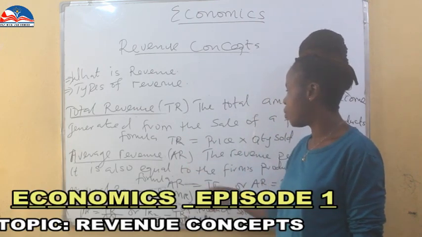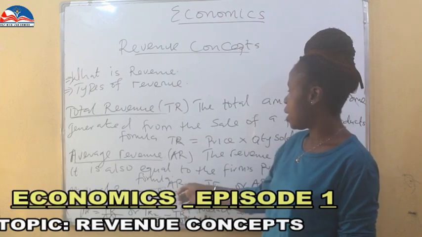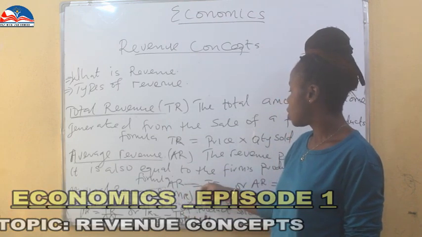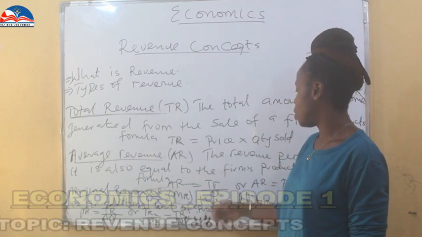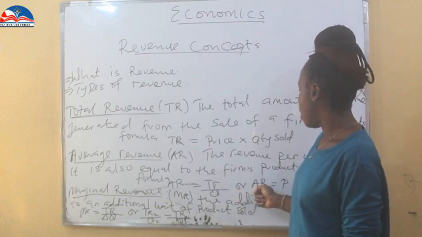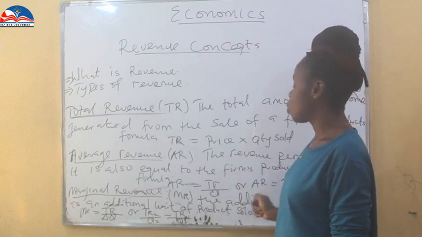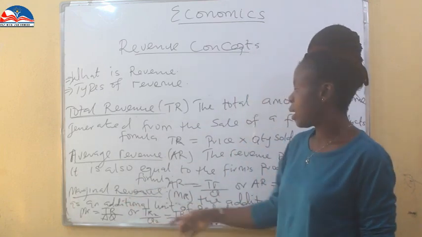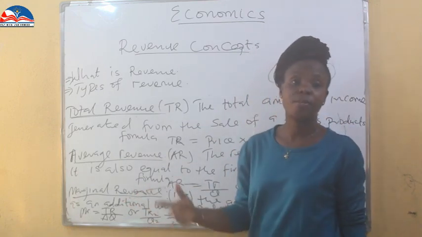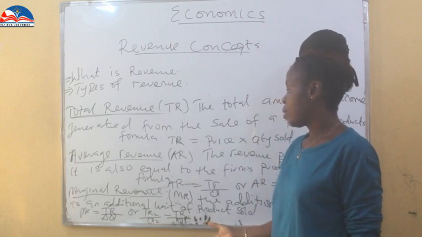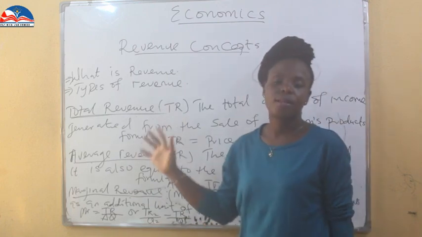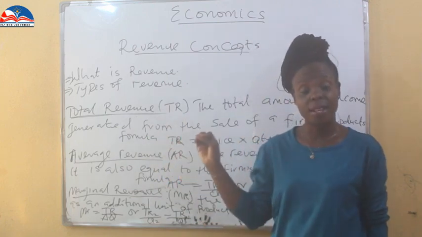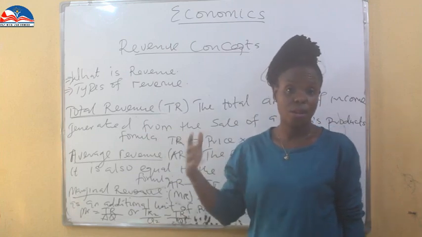Then average revenue, the formula is total revenue divided by quantity, or average revenue equals price. Then marginal revenue is the change in total revenue divided by the change in quantity. That is the formula, so bear it in mind. Write it somewhere. We will use it in your class.